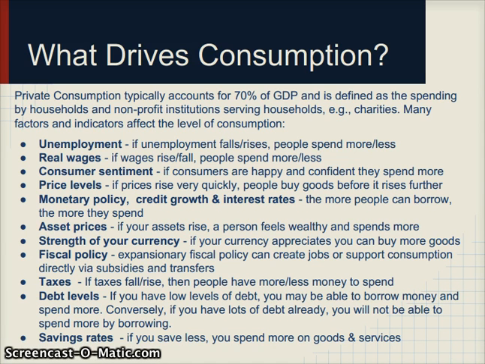Okay. Other things that impact your decisions to consume is monetary policy. That's in terms of credit growth, so how much credit is being provided to the economy, but also interest rates. So if interest rates are cut by the Federal Reserve or the respective central bank in a particular economy, then it's cheaper for people to borrow because they have to pay less interest.